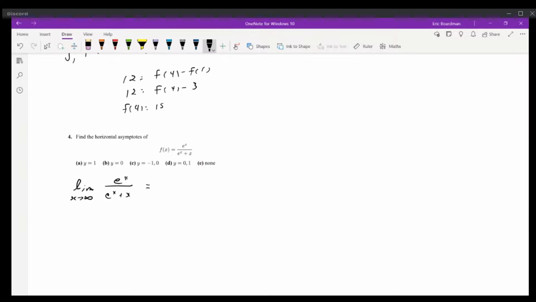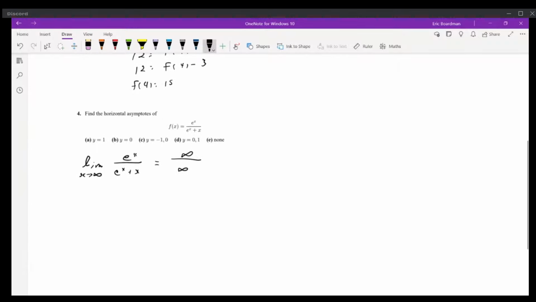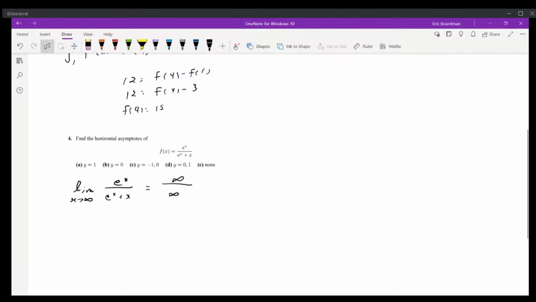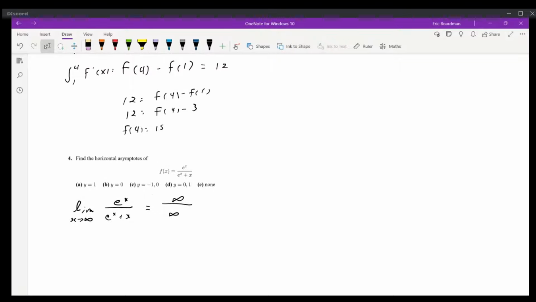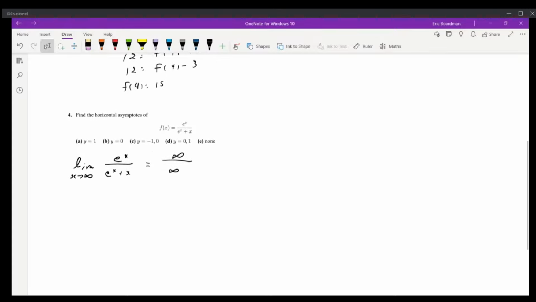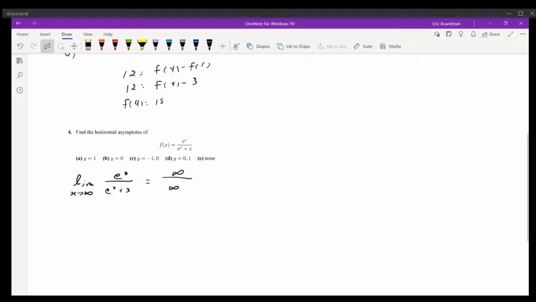So here, e to the infinity goes to infinity. And e to the infinity plus infinity also goes to infinity. So we have an infinity over infinity indeterminate form. So you could do this a multitude of ways. Like you could just eyeball it and see what it goes toward, or you could do L'Hopital's. I guess I'll just do L'Hopital since that's what we were formally taught.